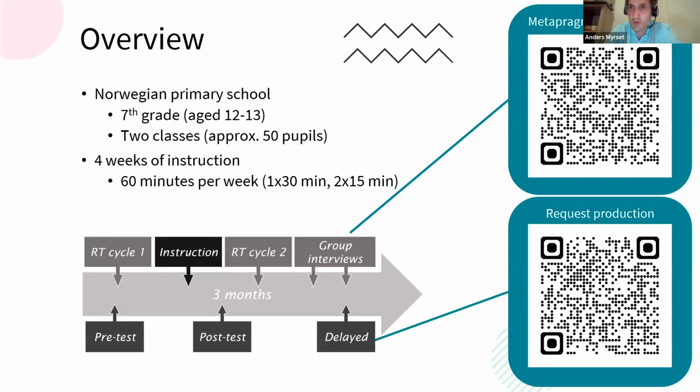And this has led to a couple of articles on request production and meta-pragmatic reflections. Again, I tried these QR codes today. So if you're interested in these, you can scan them and take a look. I'll give you a second to scan them if you're interested before I move on. One focus, like I said, was on request production, with pre, post, and delayed post tests, and the other one was based on their meta-pragmatic reflections in group interviews.